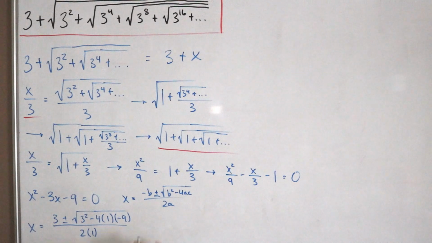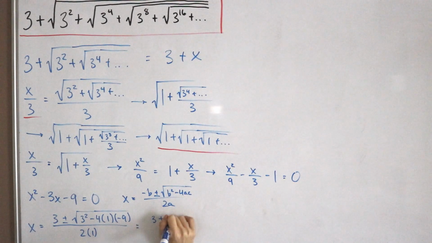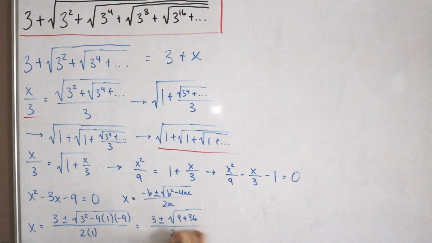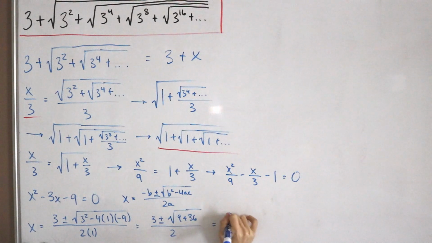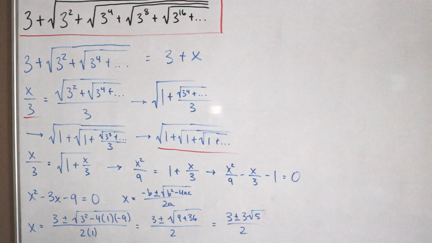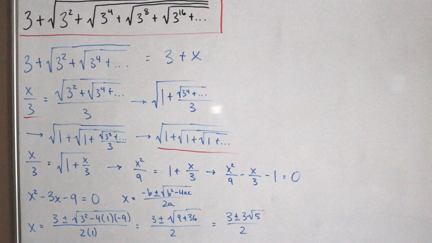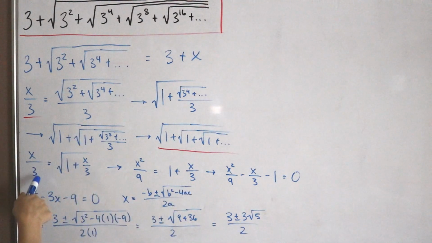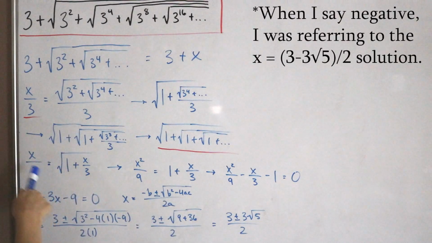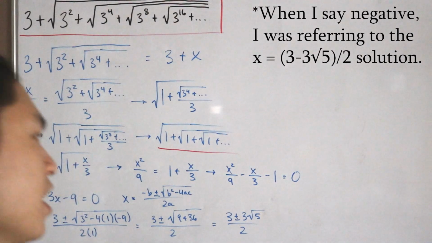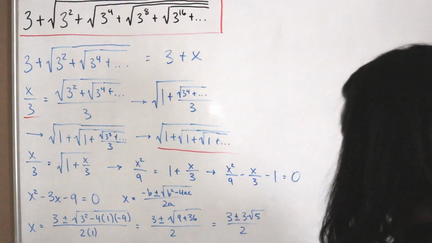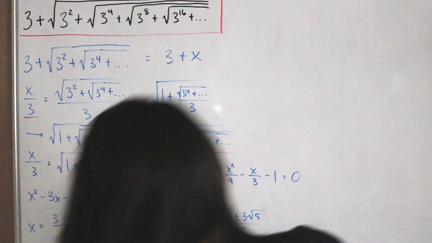A is equal to 1. Then if we simplify this further, this is 3 plus or minus the square root of 9 plus 36, all divided by 2. Simplifying even further, we have 3 plus or minus 3 times the square root of 5, divided by 2. So we have two solutions. However, if you plug both solutions back into the equation, only one of them works. The negative solution does not work in this situation, so we omit it. Therefore our only solution is x equals 3 plus 3 times the square root of 5 divided by 2.